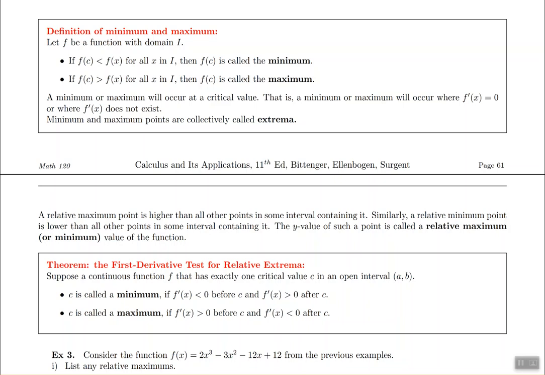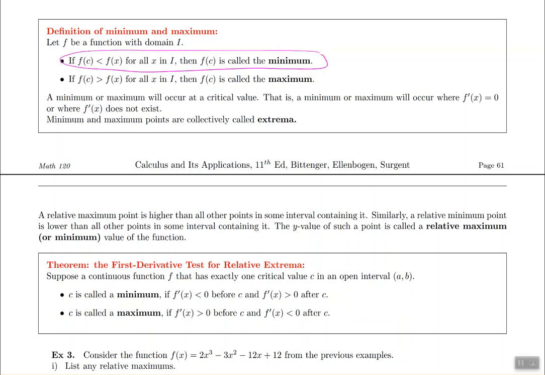Next up is the definition of minimum and maximum. Those are some intuitive terms in the English language, but in math we would like to give them some actual definitions that rely on symbols. So we call something a minimum when the following is true.